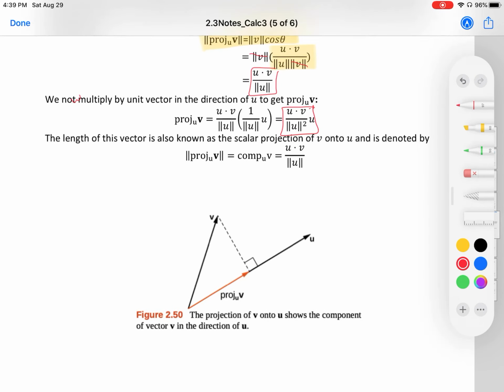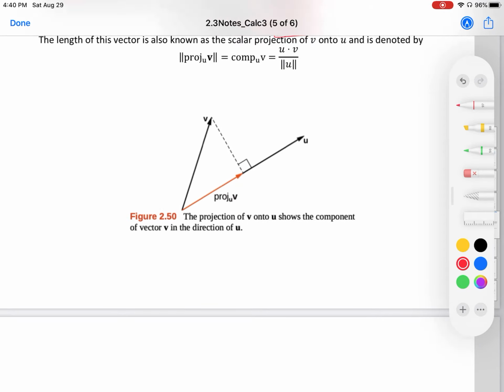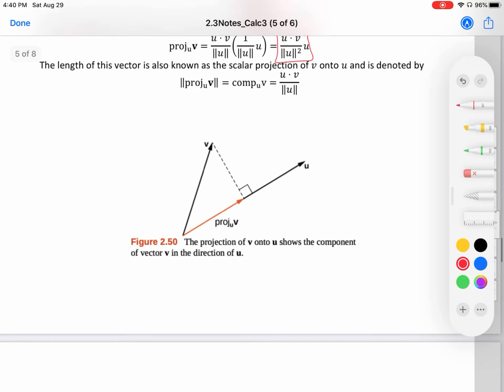The length of this vector is also known as the scalar projection of v onto u, and it's denoted by the magnitude of the projection of u and v, which is equal to comp u and v, which is equal to the dot product of u and v divided by the magnitude of u. So here is an image of what we're trying to show. We have a vector u and v, and we see what this new projection is made up of. We see that right there.